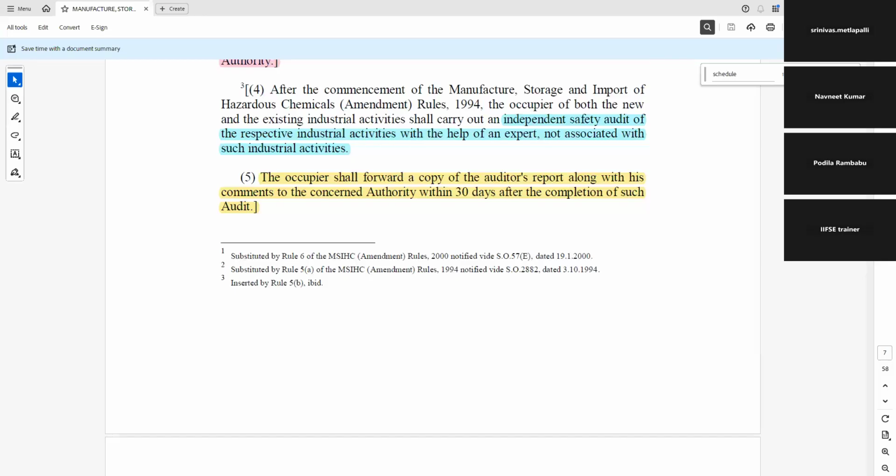So they have to do an audit in respect of industrial activity with the help of an expert not associated with such industrial activities, who is not having any relation with your activities. And the occupier shall forward a copy of the auditor's report along with his comments to the concerned authority within 30 days after the completion of such audit. So this audit used to happen on an annual basis.